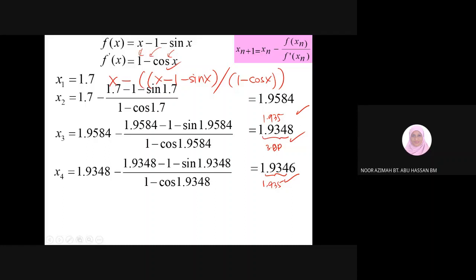Okay, so kat sini stop pada X4, iteration yang ketiga. Okay, ni X4, tapi iteration yang ketiga. X1 ni mula. Ni X2 ni iteration yang pertama. X3 adalah iteration yang kedua. X4 adalah iteration yang ketiga. Okay, so this is our first iteration. This is our second iteration. This is our third iteration, which you end up having x4 as your answer.